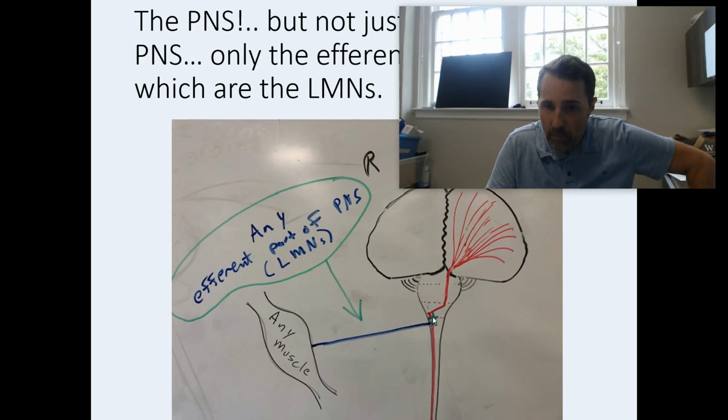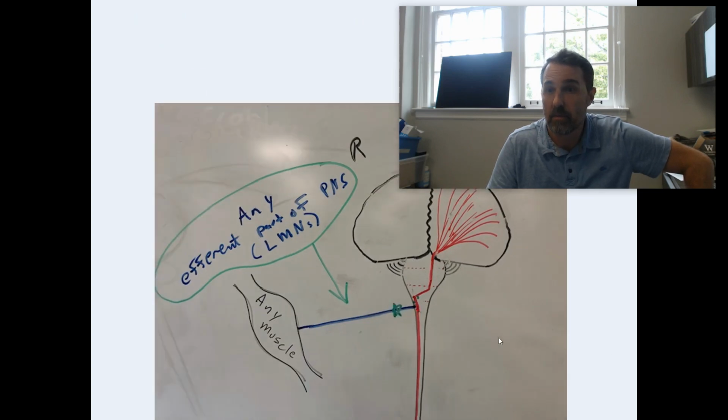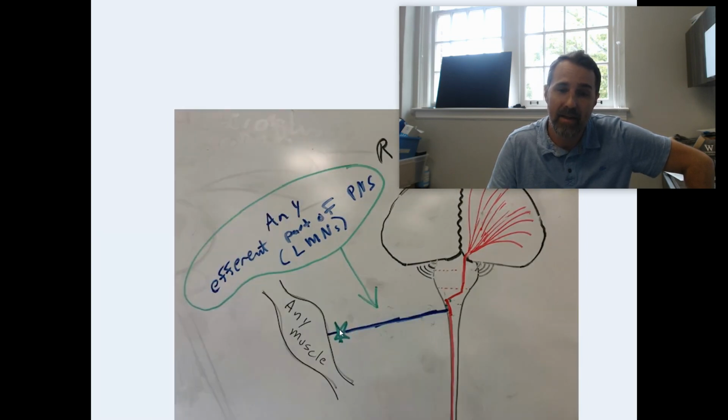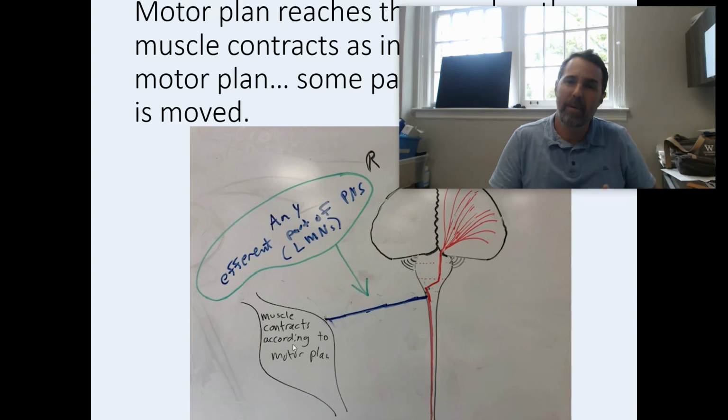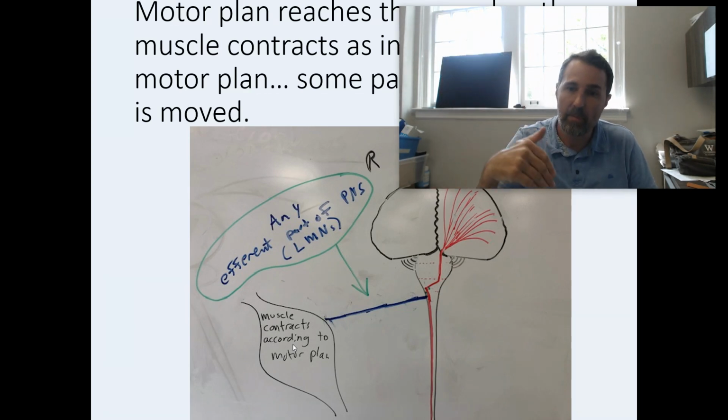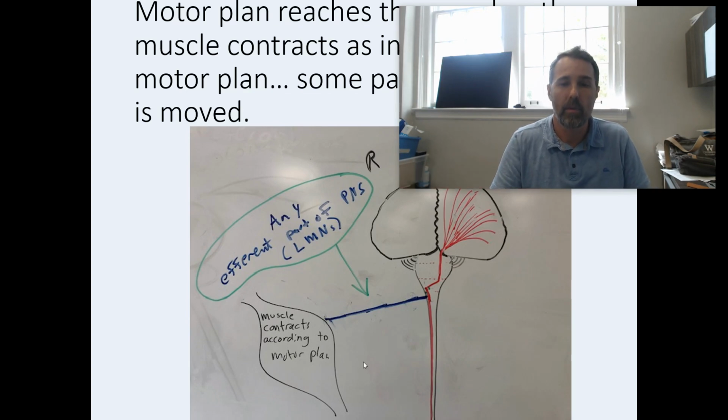And those motor components of the PNS are the lower motor neurons. So here we have our motor plan that has just been sent down through the upper motor neuron, and now it's going to be sent out along a lower motor neuron so that it can get to a muscle and tell that muscle what to do. So here's our motor plan being sent out, and then it's going to get to a muscle, and then bam, the muscle is going to move according to the motor plan that was generated in the contralateral frontal lobe, sent down the upper motor neurons, and then out the lower motor neurons.